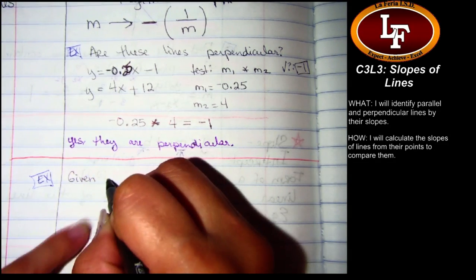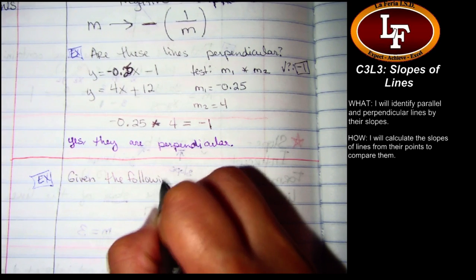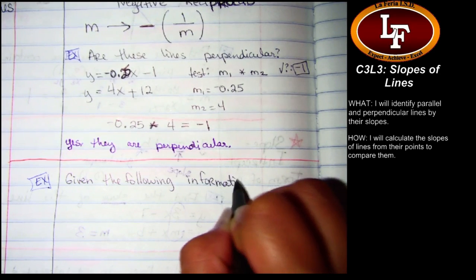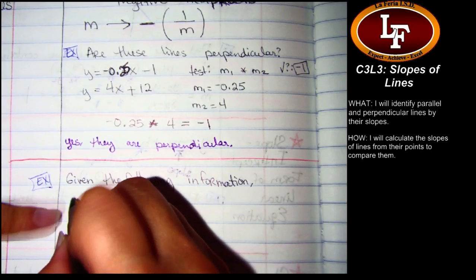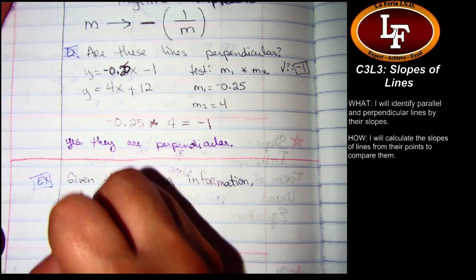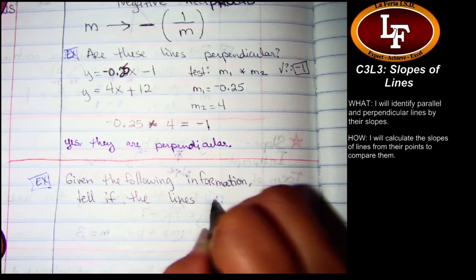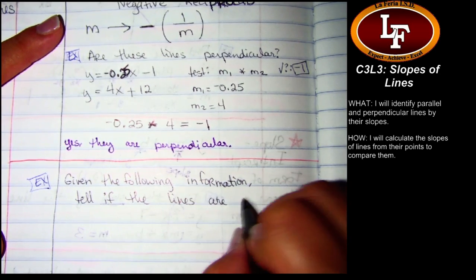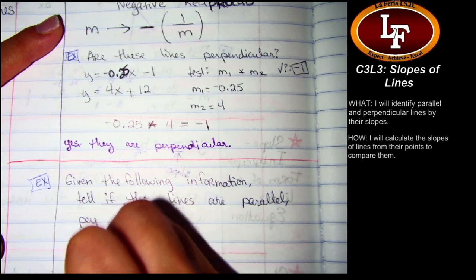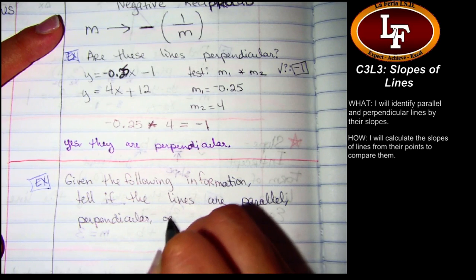Given the following information, tell if the lines are parallel, perpendicular, or neither.